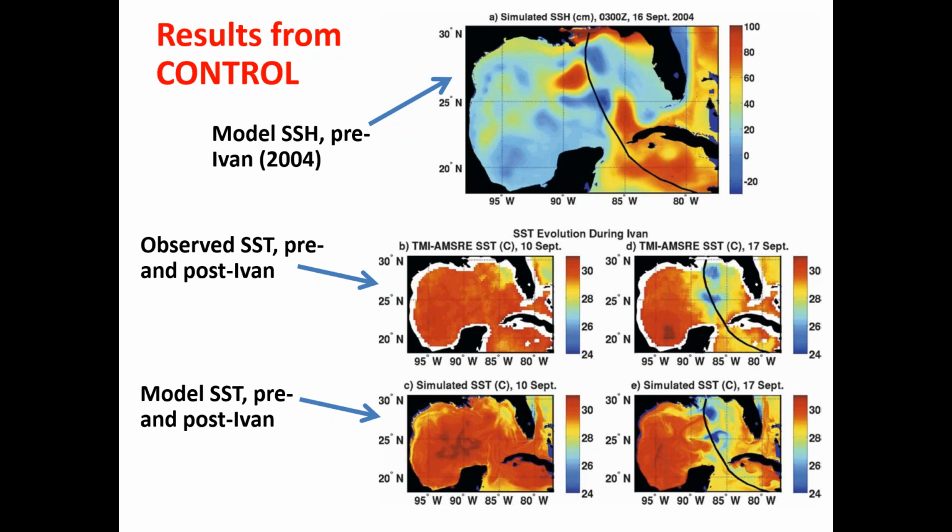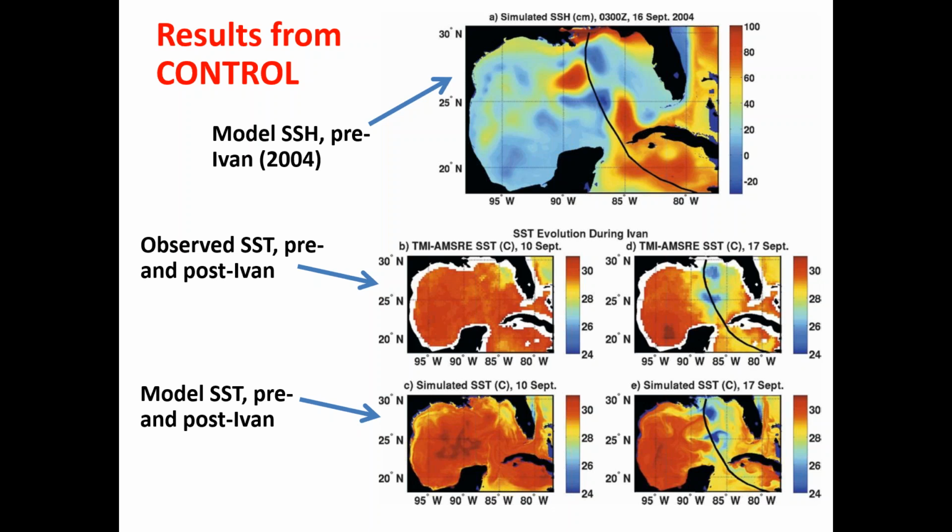First, the results from the control experiment were actually fairly good. On top, you see the sea surface height present during Hurricane Ivan. We have a medium extension of the loop current, a detached ring that existed to the west of Ivan's track, and very clearly two energetic cold core cyclones were present at that time.